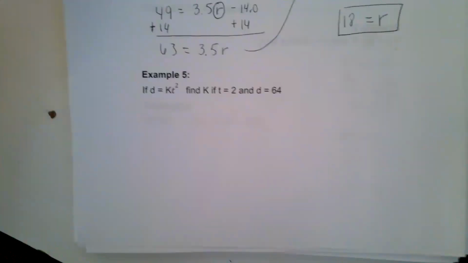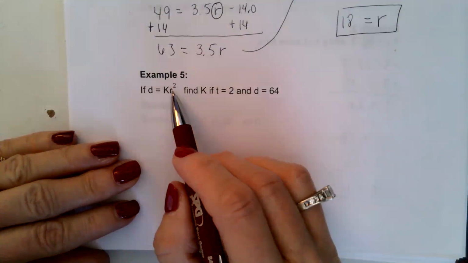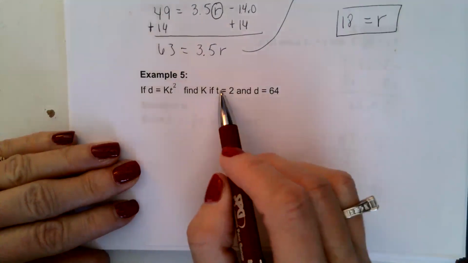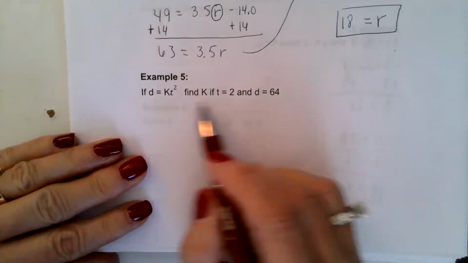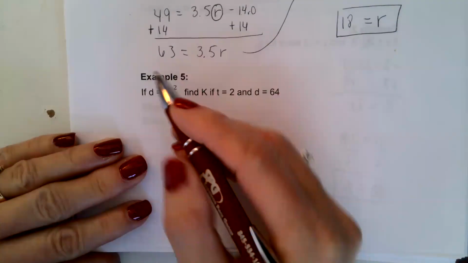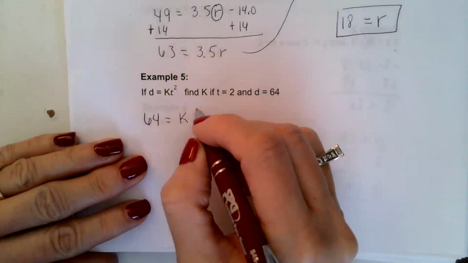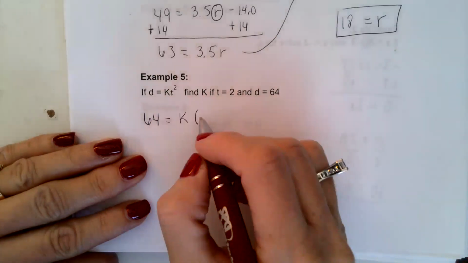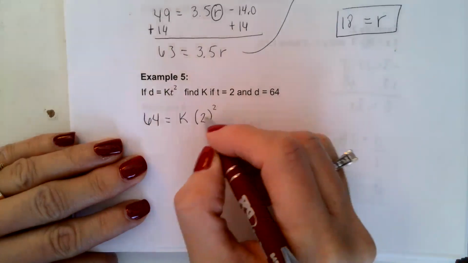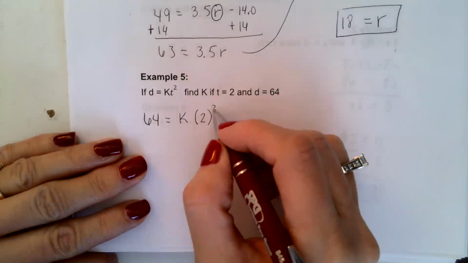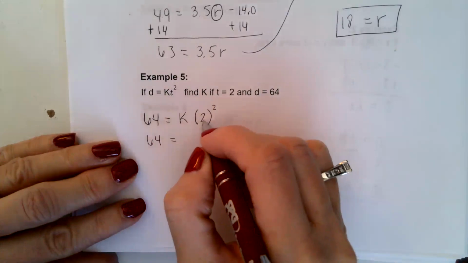Let's take example 5. Example 5 says, if D equals K times T squared, find K if we know T is 2 and D is 64. So let's go ahead, and the first step is just to replace what we do know. So D is 64. I don't know K. And because there's a multiplication going on here, I'm going to put it in parentheses. T is 2. And also because I'm squaring it, it's nice to put it in parentheses and isolate it so I know exactly what's being squared. So I'm going to simplify what I can. 2 squared is 4.